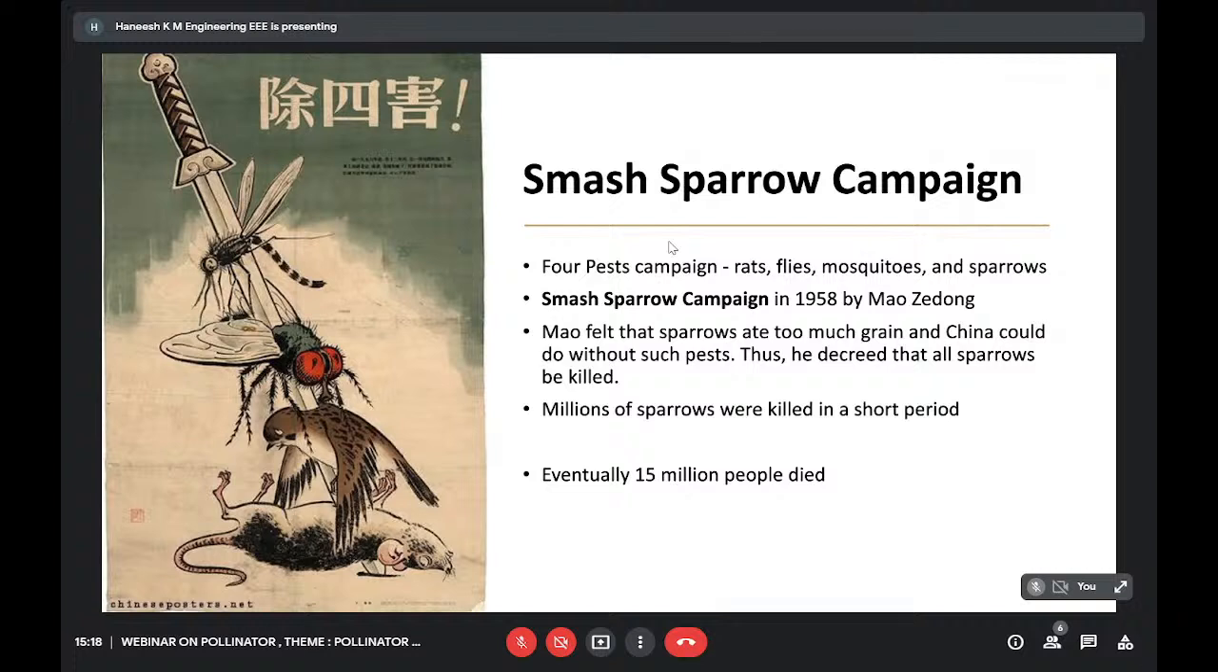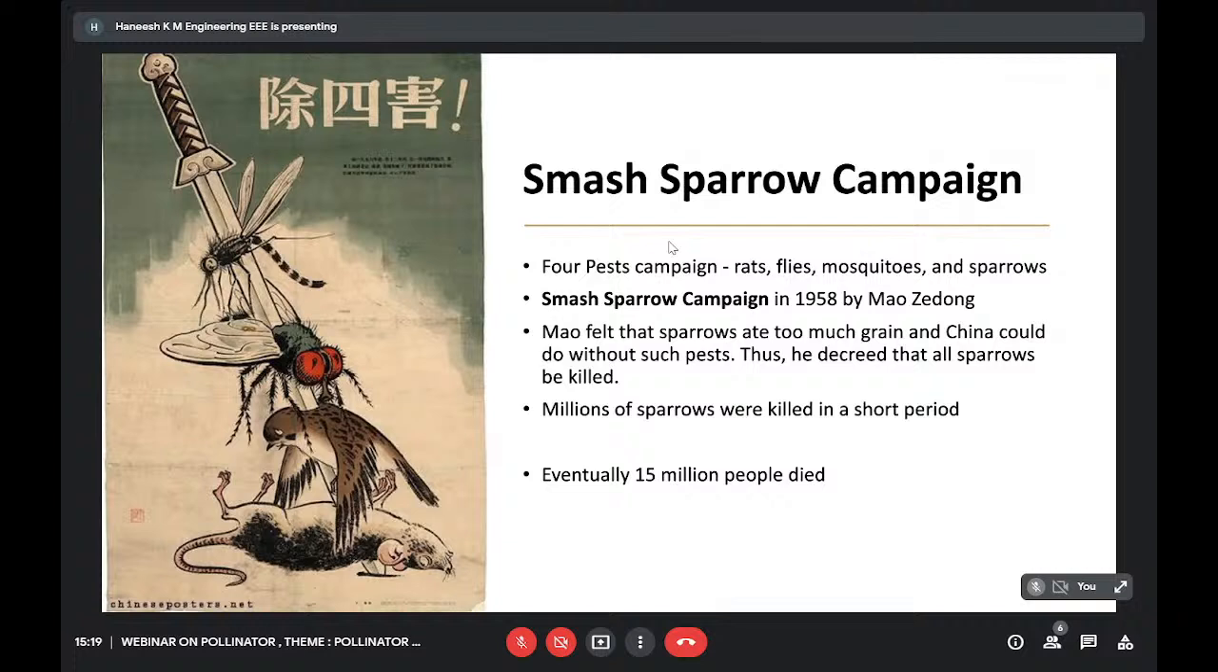Okay, in order to feed the people, they need more food, so they need more agriculture, and they found that they have some major pests. They identified four major pests. One is the rats, which are eating the grains. Flies are attacking all their cultivation, and a lot of mosquitoes are attacking the humans.